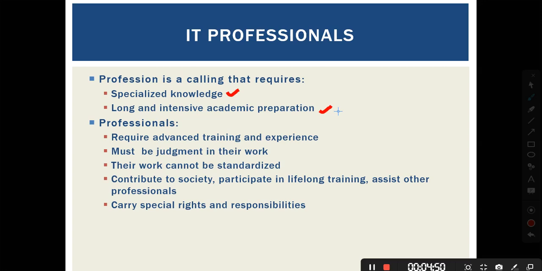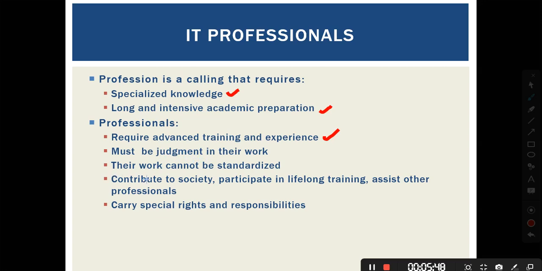In the United States Code of Federal Regulations, the professional employee is defined as someone who is engaged in the performance of work. A professional employee is just a person who is engaged in the performance of such work. So professionals are people who require advanced training and experience continuously, and there must be judgment in their work. They have the knowledge about their work and they can easily judge and do their work.